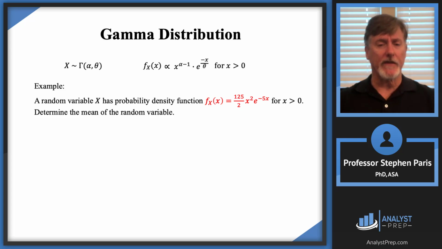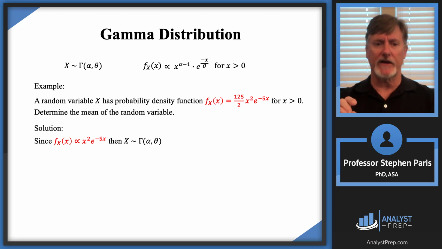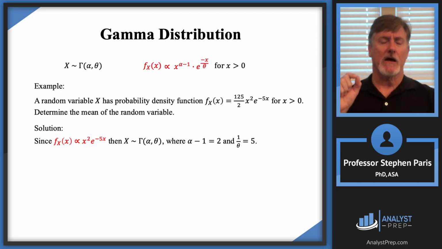So I'm looking at that density function, and I'm recognizing that it is proportional to, in other words, ignore the constant, an x squared e to the minus 5x, which tells me this is a gamma distribution. I know the density function is proportional to x to the alpha minus 1, e to the minus x over theta. So this is a gamma distribution where alpha minus 1 is 2 and 1 over theta is 5.